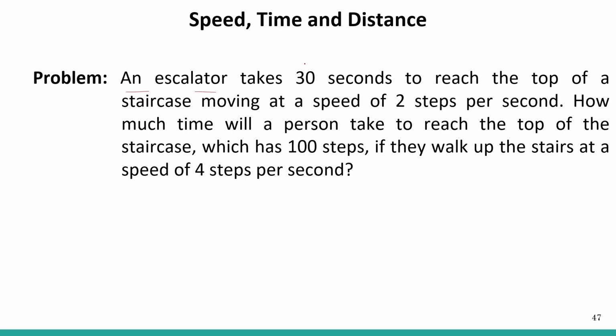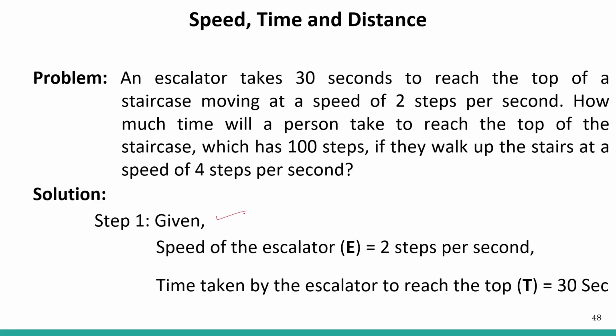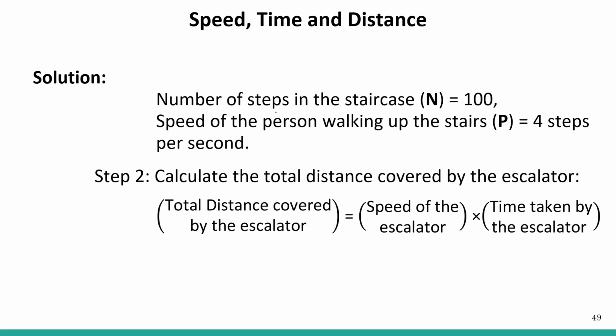An escalator takes 30 seconds to reach the top of a staircase, moving at a speed of 2 steps per second. How much time will a person take to reach the top of the staircase which has 100 steps, if they walk up the stairs at a speed of 4 steps per second? So given that the speed of the escalator is 2 steps per second, and time taken by the escalator to reach the top is 30 seconds. Number of steps in the staircase is 100. Speed of the person walking up the stairs will be 4 steps per second.